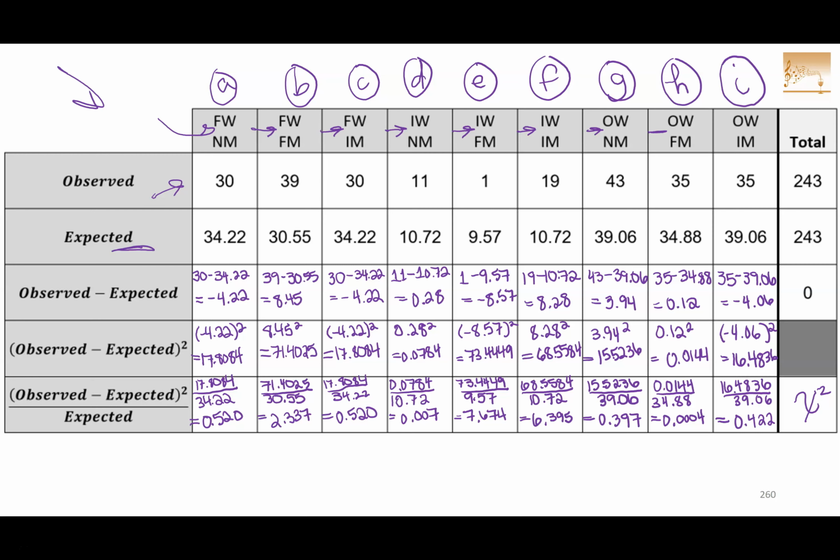Just looking here, French wine, no music contributed 0.52 to the chi-squared test statistic versus French wine, French music, which contributed 2.337. So definitely that contributed more than the first one. If you look, these two, Italian wine, French music, and Italian wine, Italian music, are definitely different than what was expected. Looking at what we actually observed versus what we expected for those combos, those two contributed a lot to this chi-squared test statistic. Those are ones that are really different from what we expected them to be. So there should be nine columns here, the way I have it set up, because we have 9 cells in our table, 9 combos.